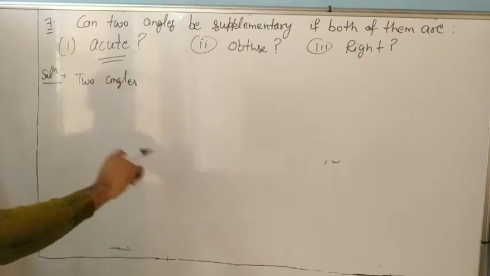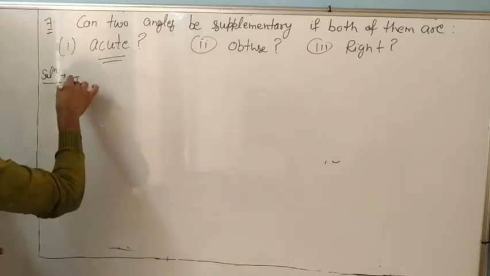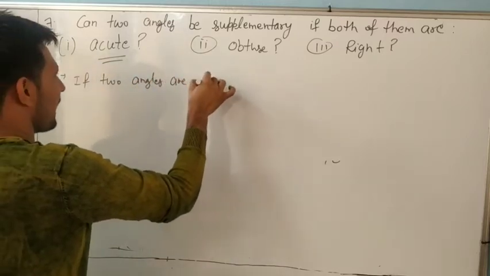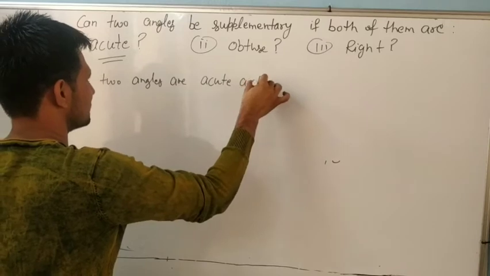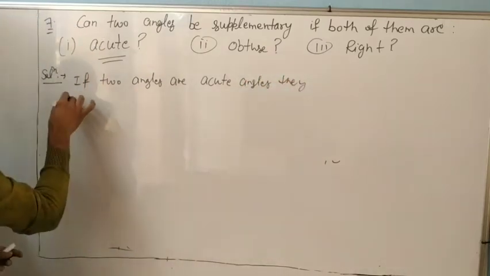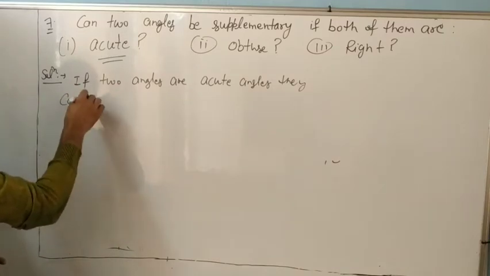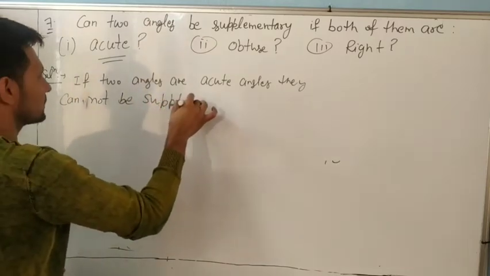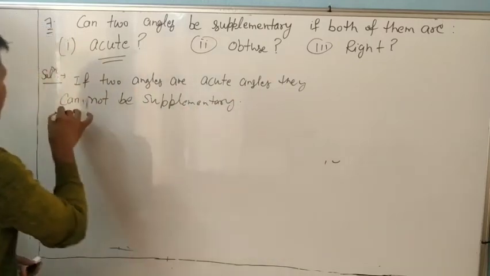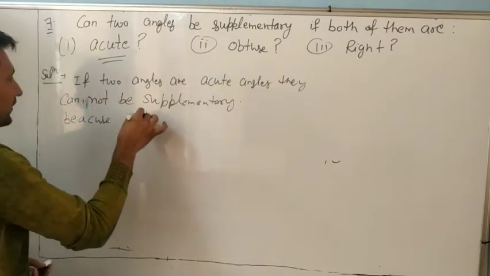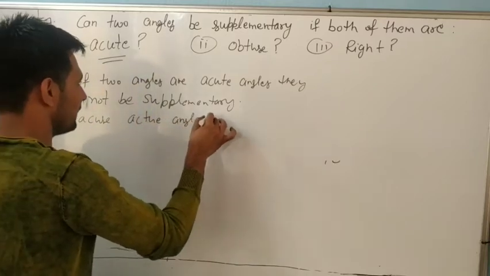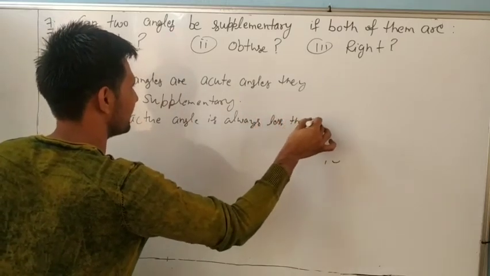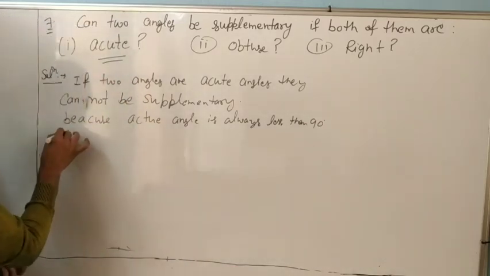Can two angles be supplementary? If you write, if two angles are acute angles, they cannot be supplementary, because an acute angle is always less than 90 degrees. Example, you can write if you want to write.